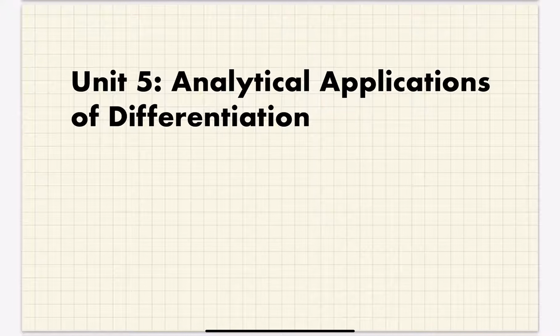Okay, somehow we're on unit 5 already. This is the last unit about derivatives. This one is the analytical applications of differentiation. We covered some applications before. This one is a few more. And while there are only 3 applications here, they are big applications. Important ones, long ones. So this content review won't be as short as the previous one. Let's get right into it.